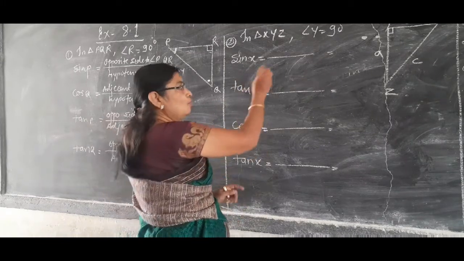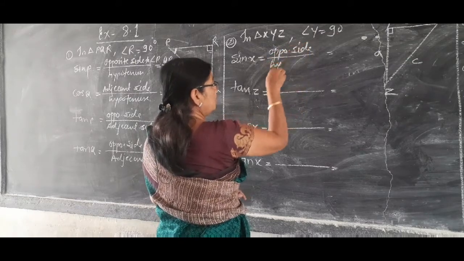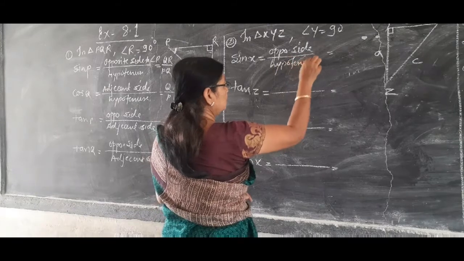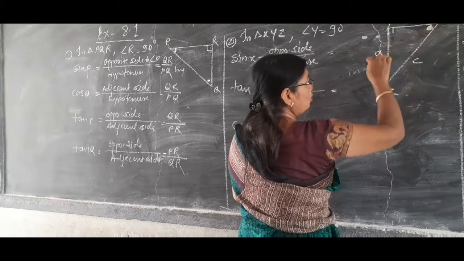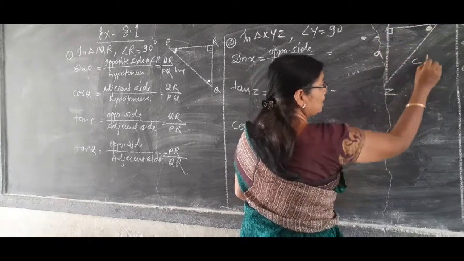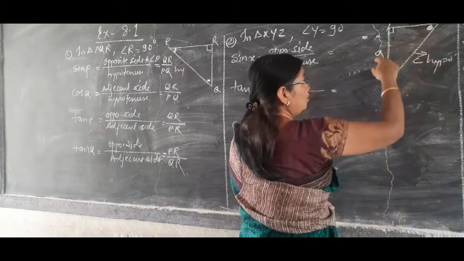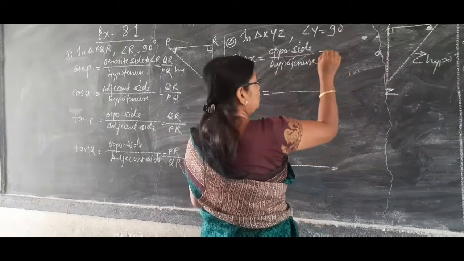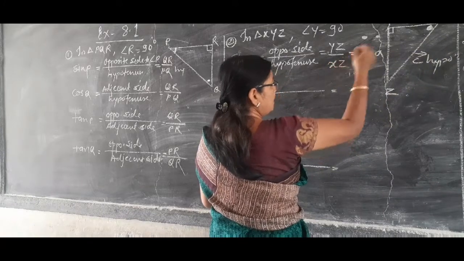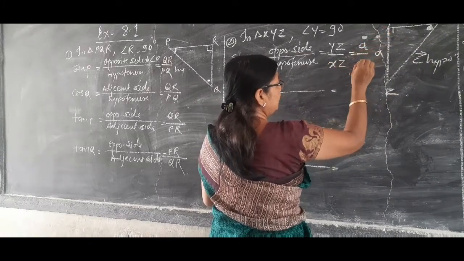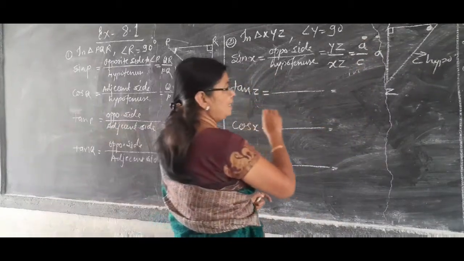Now see here sin. What is the formula for sin always? Opposite side upon hypotenuse. Now X, which is the opposite side of X? YZ is the opposite side, and XZ is the hypotenuse. It is always the hypotenuse. So here you have to write down YZ, and which is the hypotenuse? XZ. But YZ is how much? a. XZ is c. So what is your answer? a upon c.